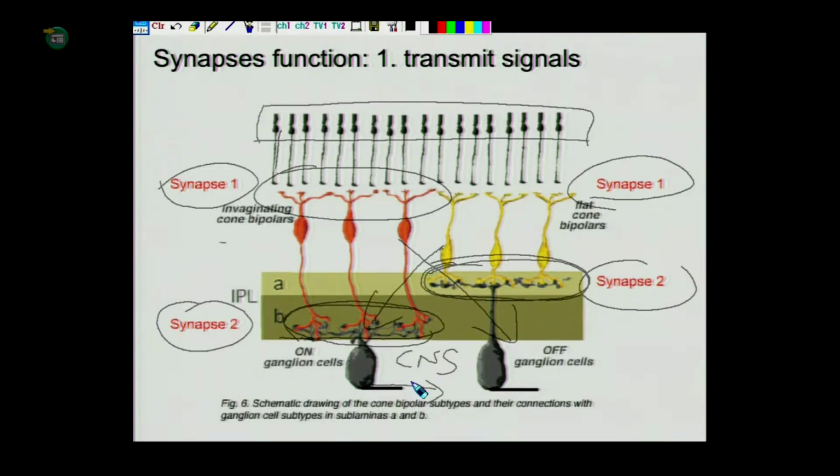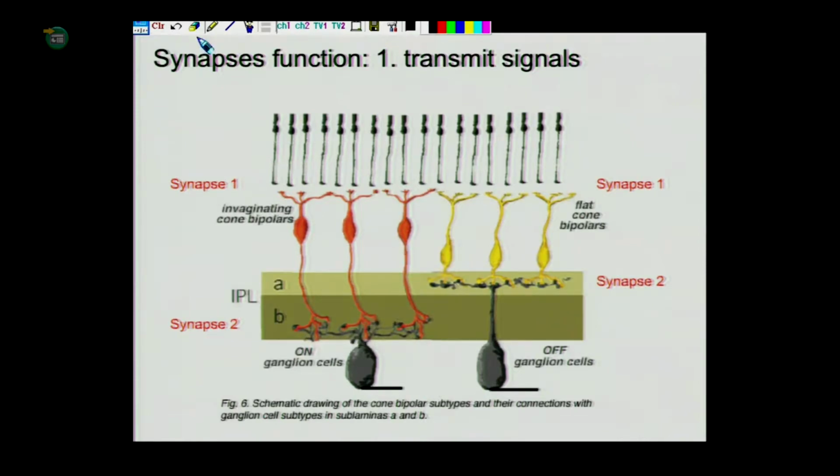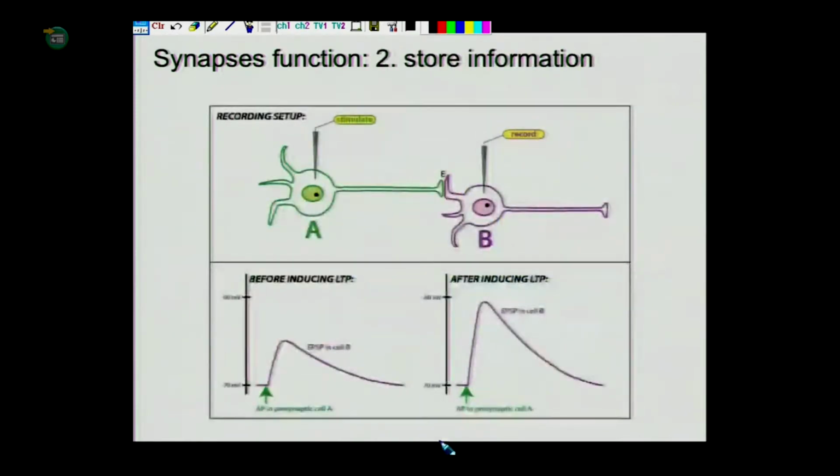Okay, so next, plasticity. Plastic means you can change, right? Change, elastic. Here is the synapse between neuron A and B. And here is the connection strength between the two neurons. We can measure that. If we fire this neuron, we're going to get this much of a response in neuron B.